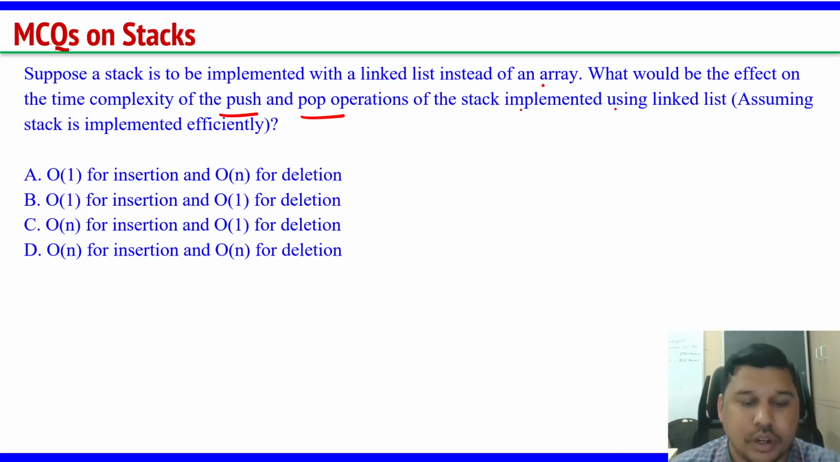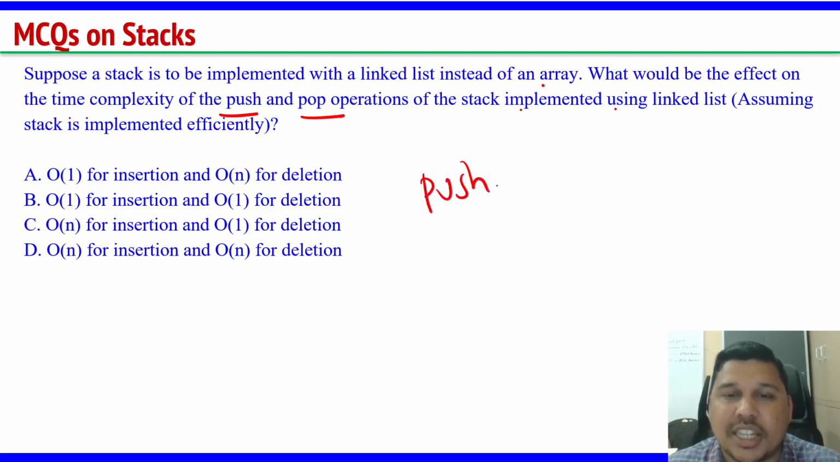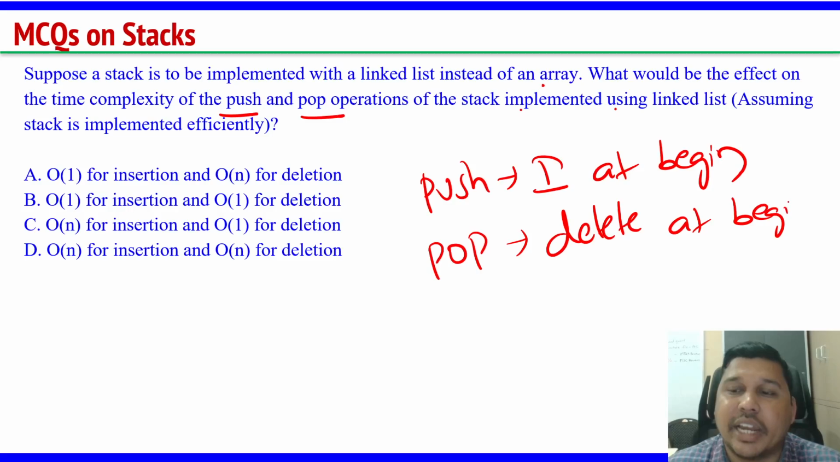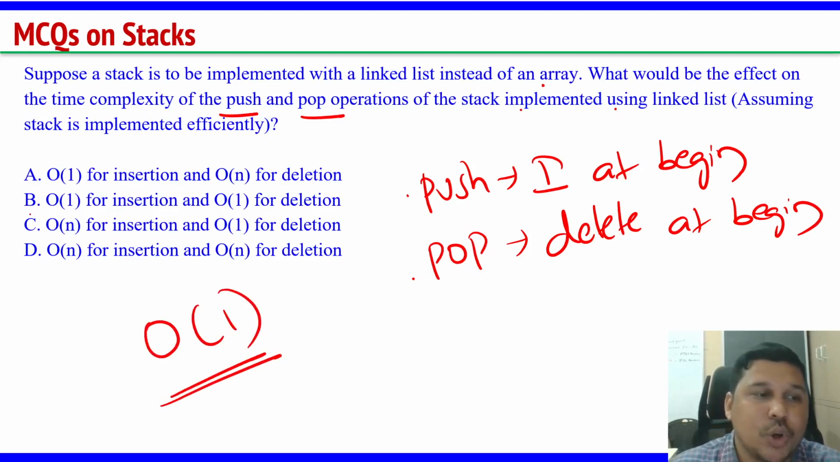Right? So how can you guess the answer for this? It's quite clear. We know that the implementation of a linked list is the easiest for a stack. Why? The push operation is nothing but insert at the beginning of the list. Pop operation is nothing but delete at the beginning of the single linked list, and both will take only constant time. That's why it is order of 1 time complexity for both the operations. For insertion and for deletion, both will take 1 each.